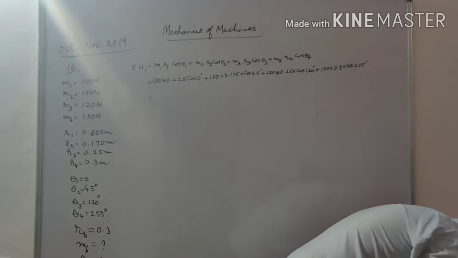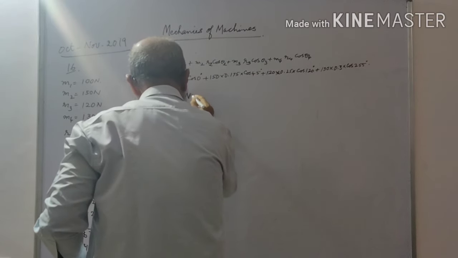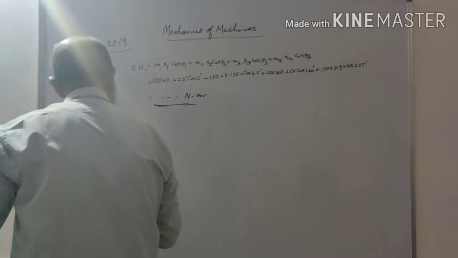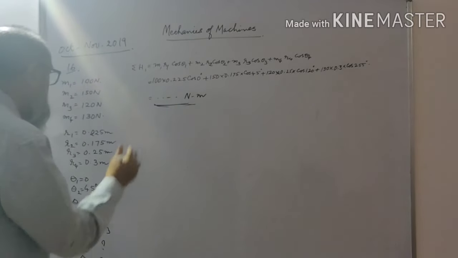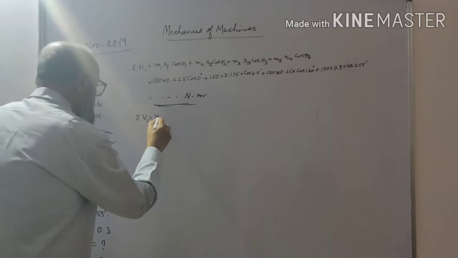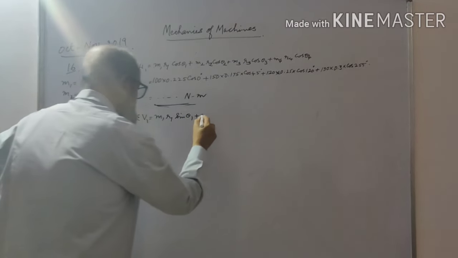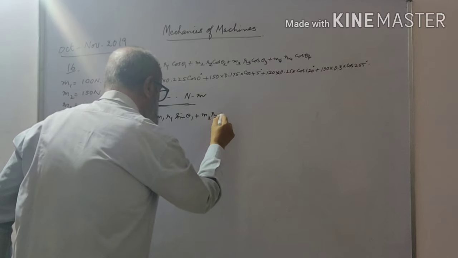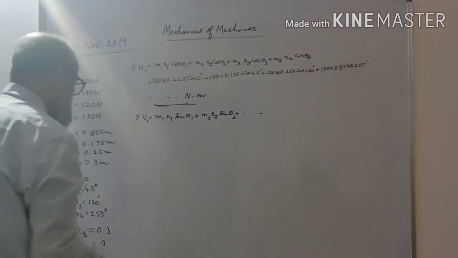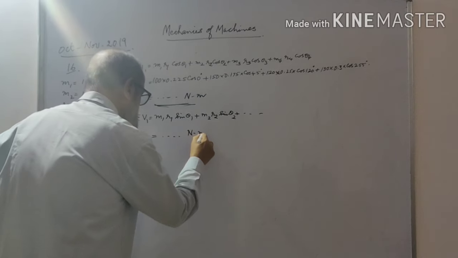You will get this in newton meter, because M1, M2, M3, etc. are in newtons, and R1, R2, R3, etc. are in meters. Then sigma V you have to calculate. That will be M1 R1 sin theta 1 plus M2 R2 sin theta 2 plus, etc. There are 4, so 4 terms you will get. This also you will get as so many newton meters.